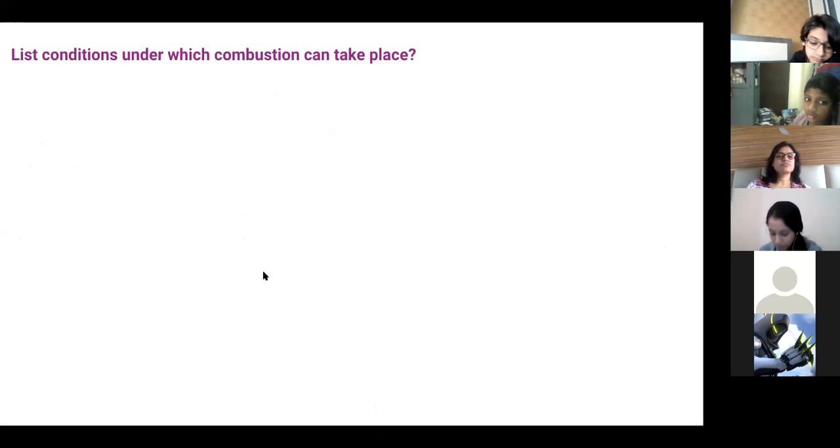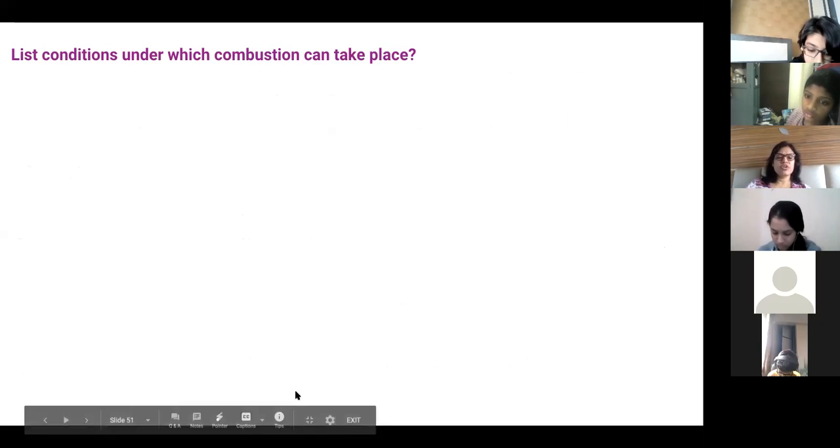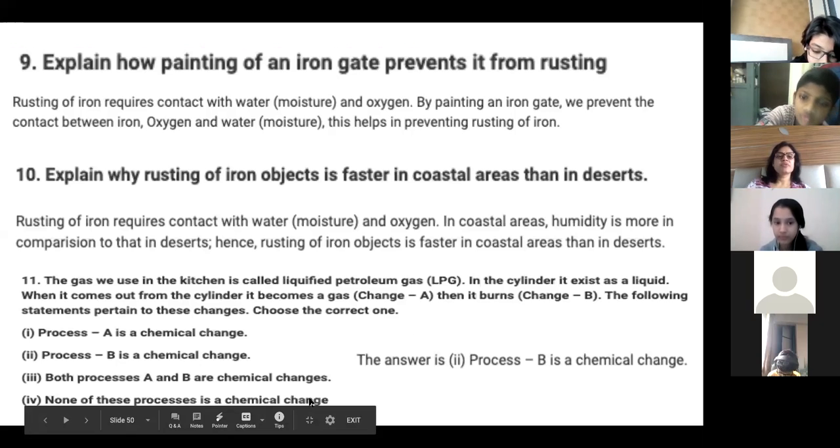Other questions also I gave. This one was the last question. Ma'am, for the sixth question, you had given a question. I have given it twice. The sixth question was why cutting wood is a physical change and burning wood is a chemical change. What is the reason? Tell me.